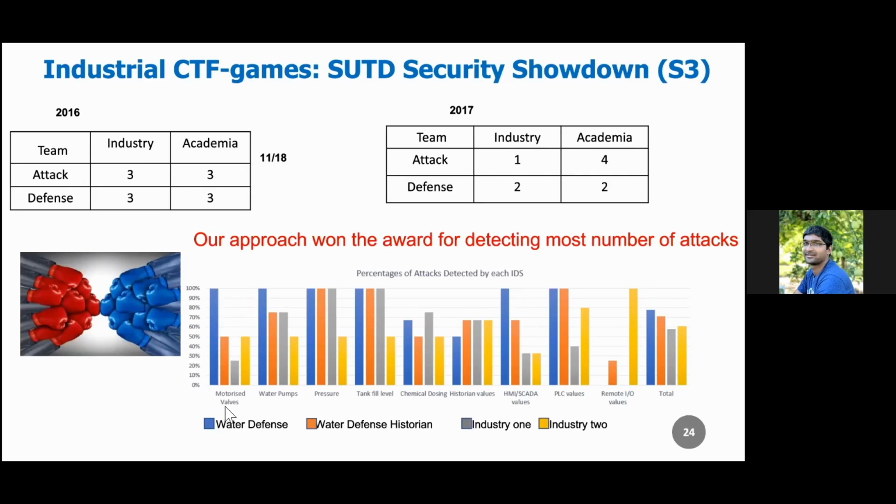So the attacker goals for the industry teams as well as academic teams were things such as closing or opening the motorized valve, or increasing the chemical properties in the water, or increasing the tank level in the water, and so on. So there were multiple attack teams. If you see in 2016, three industry teams participated as attackers, and similarly three academic teams participated. The same in 2017, many industry and academic teams participated as attackers and defenders.